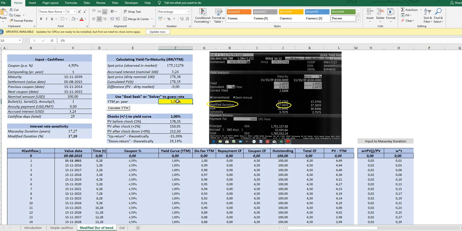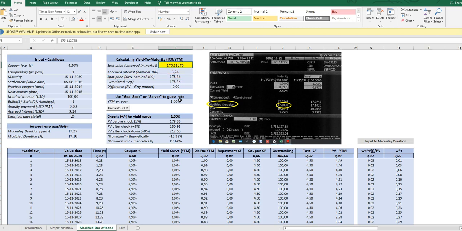But first we have to make sure that the yield to maturity is exactly the same in our cash flow as it is on the bond. And we see here that the yield implied in this bond, given the spot price and the accrued interest, is 1%. So if I didn't have that, I could calculate it in the usual way by trial and error, adjusting our cash flow to the present value given by the market price and the accrued interest.